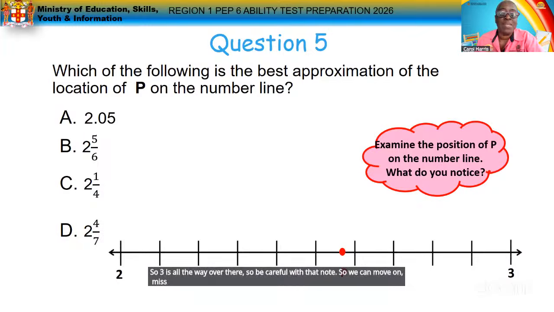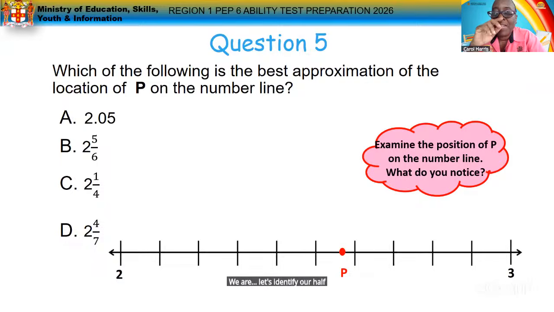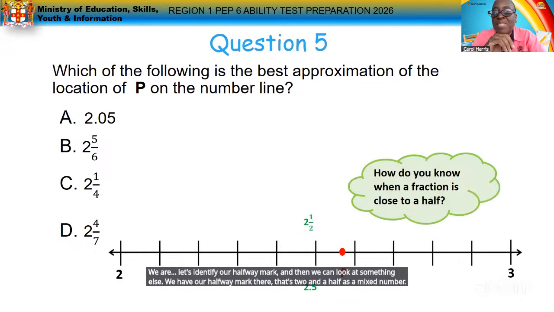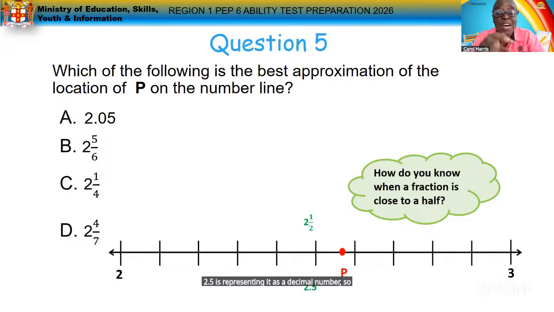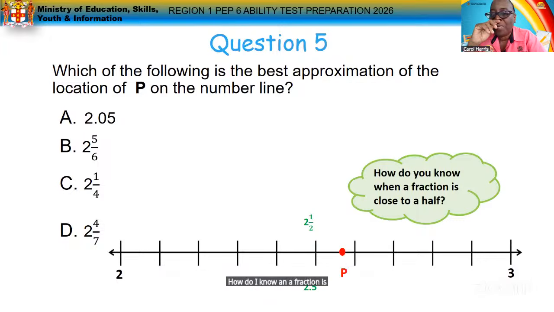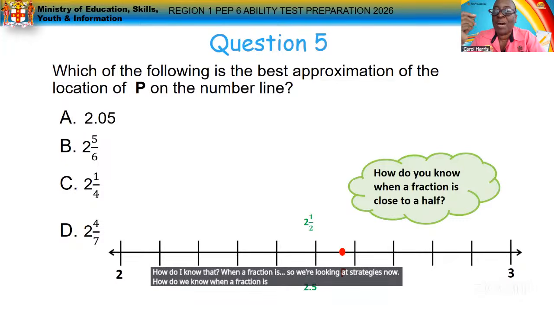Let's look at this now. Let's identify our halfway mark, and then we can look at something else. We have our halfway mark there. That's 2.5 as a mixed number. 2.5, we're representing it as a decimal number. So it's a little more than a half. We can see that. How do I know when a fraction is close to a half? So we're looking at strategies now. How do we know when a fraction is close to a half?